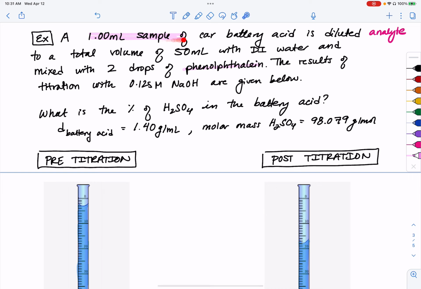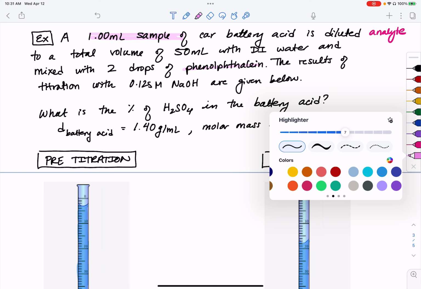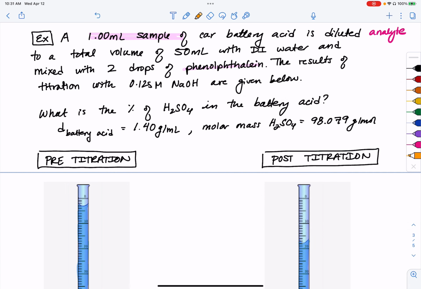So I've got my 1 mL sample of car battery acid diluted to a total volume of 50 mL with DI water, mixed with 2 drops of phenolphthalein, and the results of the titration with 0.125 M NaOH are given below. So I'm going to go ahead and highlight this as being our titrant. So this is what's in the burette.